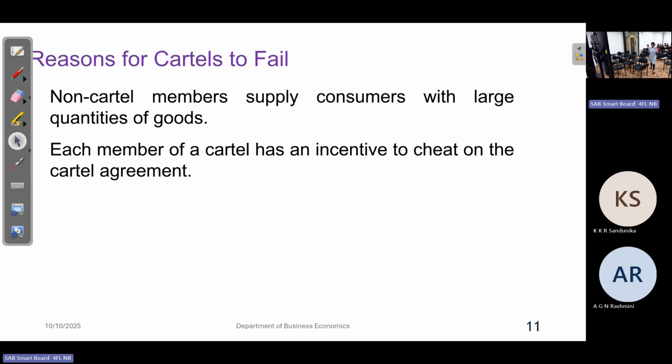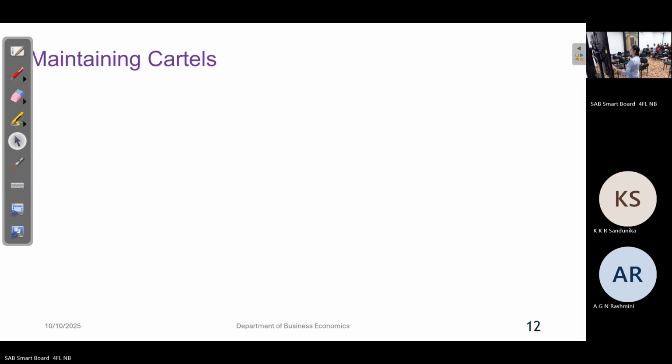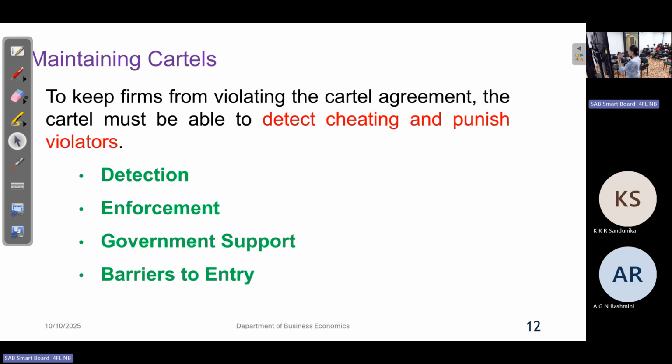And then what we have to do to continue a cartel? Maintaining cartels. So we have to first detection. That means we have to closely monitor and detect whether the members are cheating or not. Understood? If the cartel members are cheating each other and go to the market and secretly provide a larger quantity than agreed, then that is not beneficial for the entire cartel. So then they have to detect.